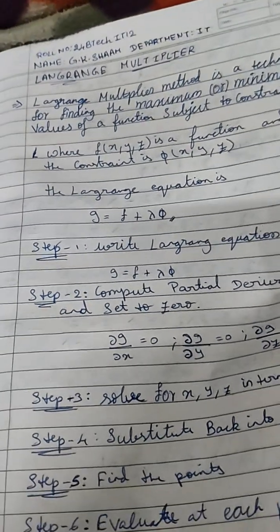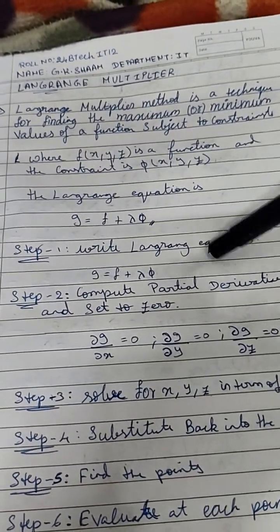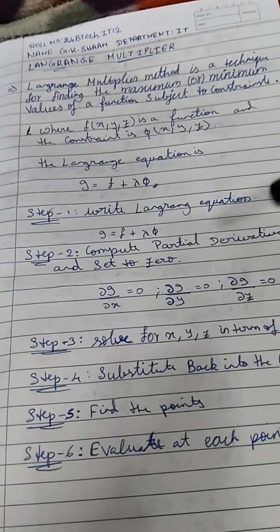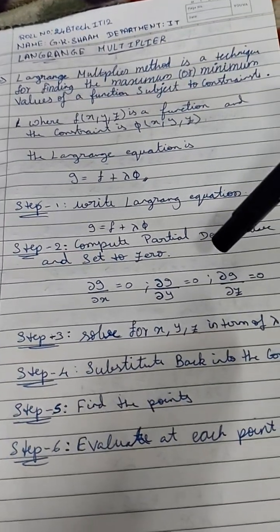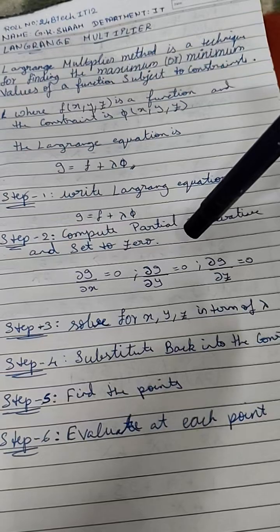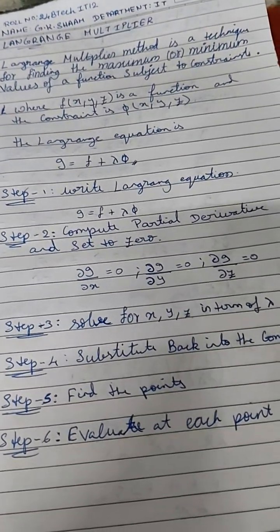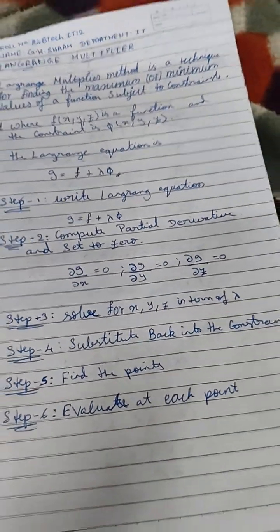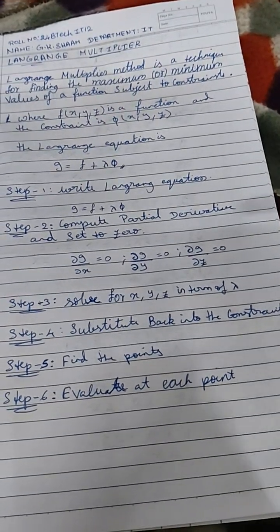To solve the Lagrange equation, these are the steps. Step 1, we should write the Lagrange equation. Then step 2, we need to compute the partial derivatives and put them equal to 0. After this, we should find x, y, z in terms of lambda. That's step 3. After doing that, in step 4, substitute back the constant.